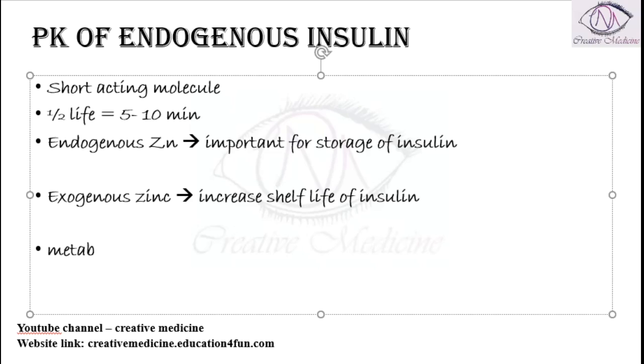So this endogenous insulin is metabolized by an enzyme called insulinase, which is present in the liver and the kidney.